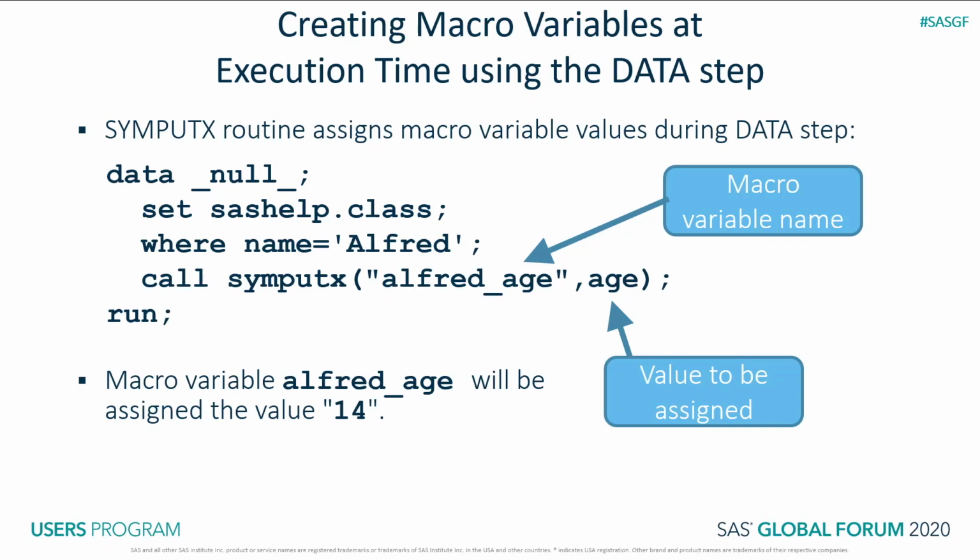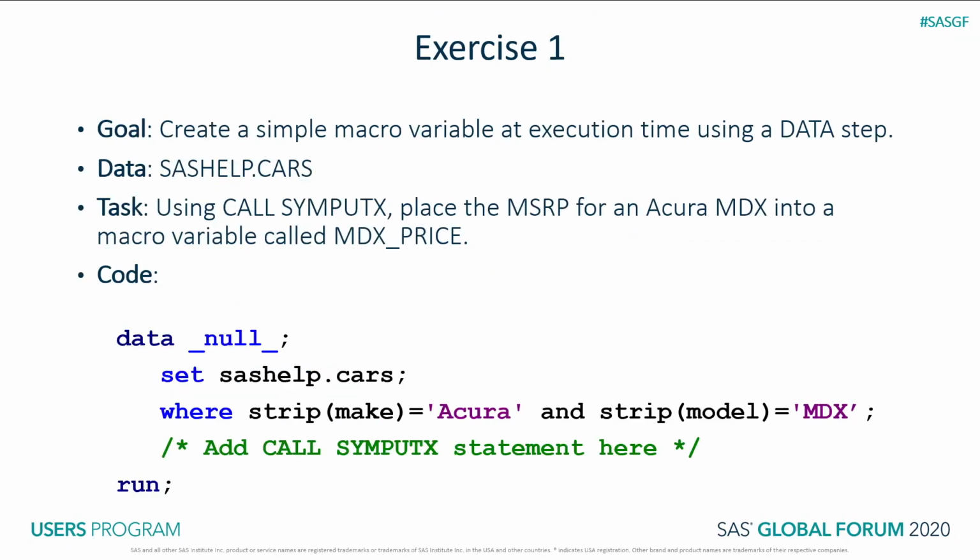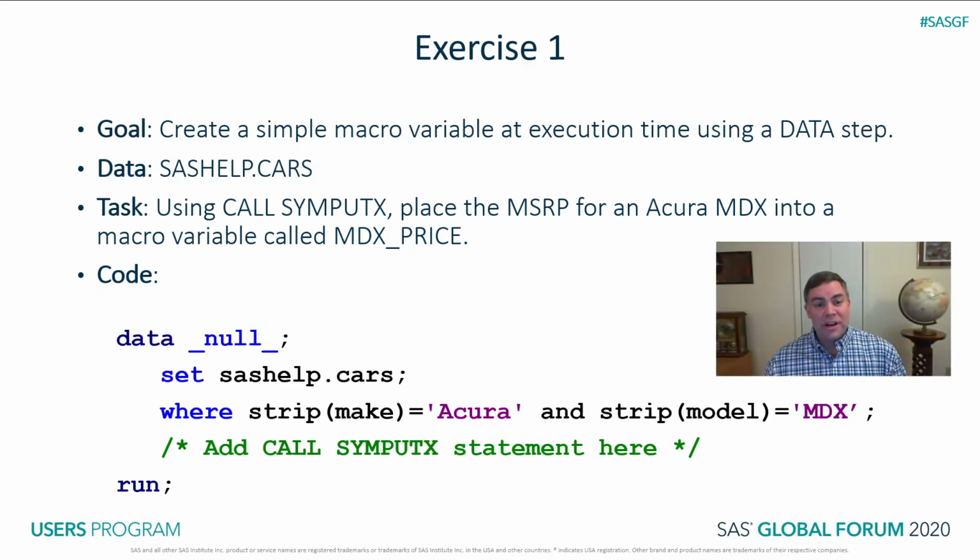Now this brings us to our first exercise. In exercise 1, we will create a simple macro variable at execution time using a data step. We'll be working with the sashelp.cars dataset, which is one of the example datasets that comes with SAS.